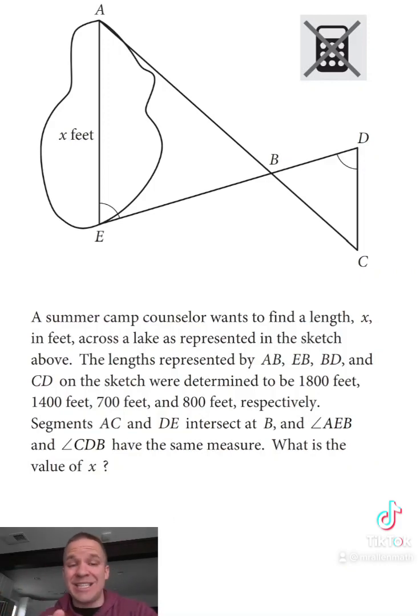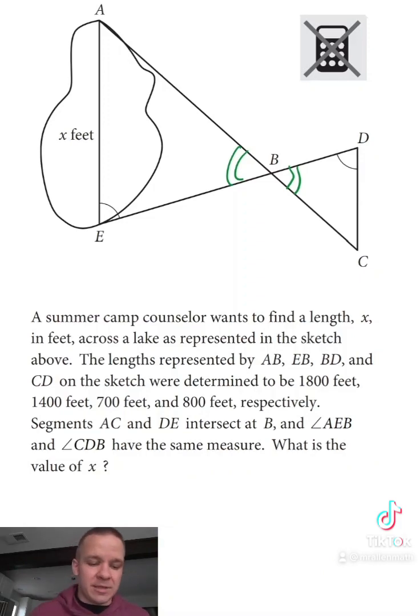Segments AC and DE intersect at B, and angle AEB and angle CDB have the same measure. What is the value of X? Well, because those two angles have the same measure and we have these two vertical angles that are congruent, these two triangles are similar to each other. So I can set up a proportion with some of the known side lengths.